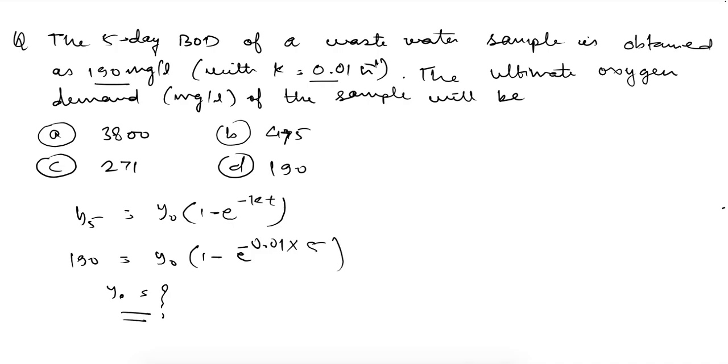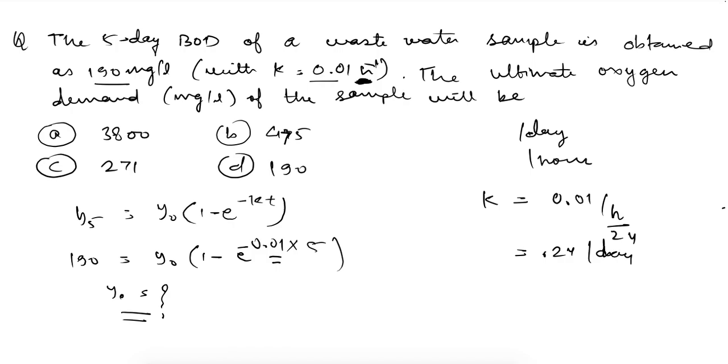So this will be wrong. Why will this be wrong? Because of this unit. Here it is given in per hour, and our standard unit is per day, not per hour. So this question depends upon the unit of the reaction rate constant. First you have to convert it. K is equal to 0.01 per hour, we have to convert to per day, so you multiply by 24, and this is equal to 0.24 per day.